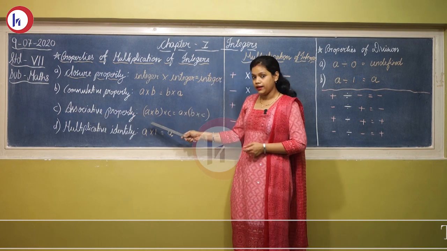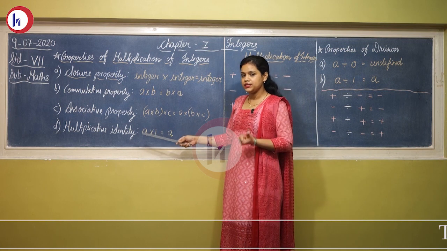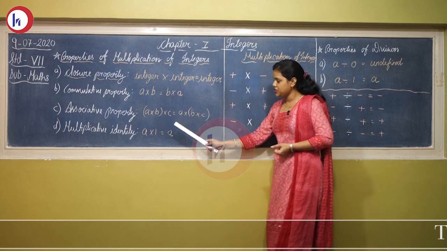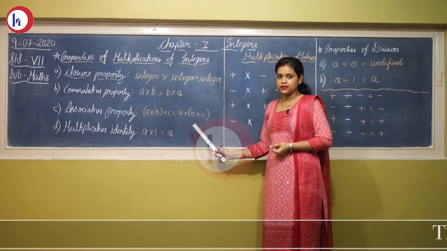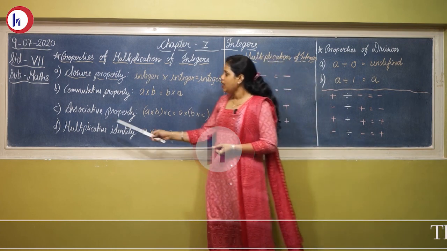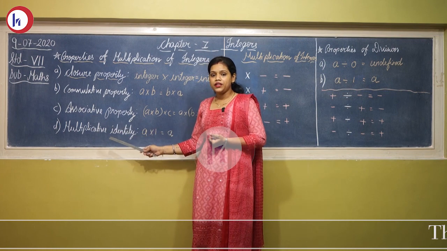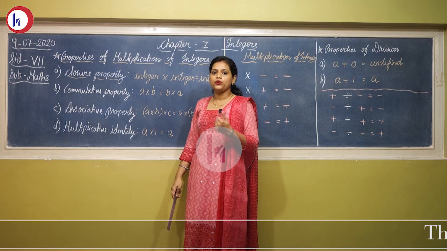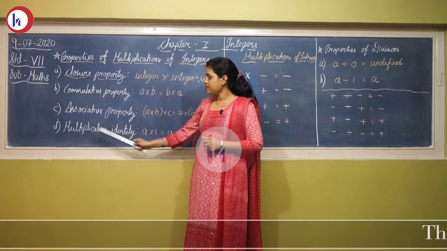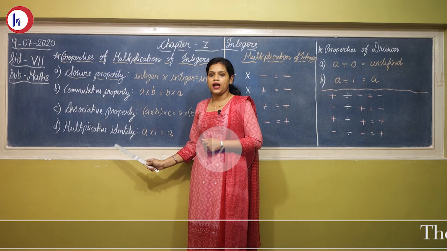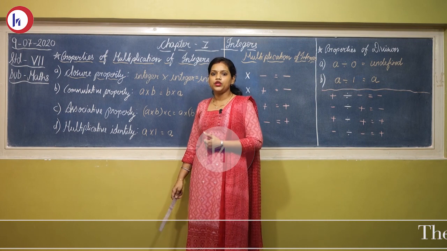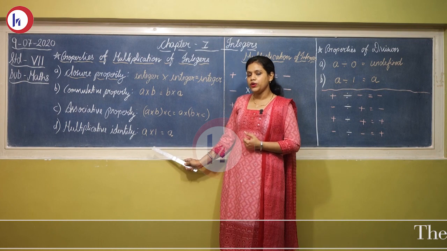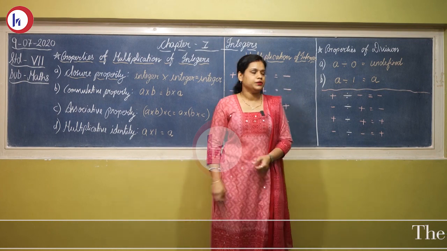Associative property, again, as I explained in addition, same way. Any two integers in brackets, and if you interchange the brackets, still you are going to get an equal answer. In addition, the additive identity was 0, because any integer added to 0 gives the integer itself. Same way, in multiplication also you have an identity, but your identity is going to be 1, because we know that any integer multiplied by 1 gives the integer itself.